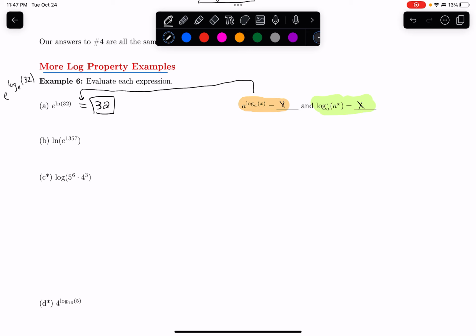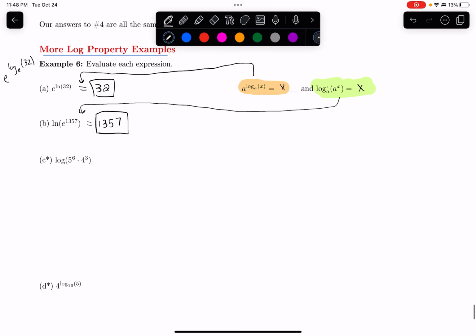All right, let's take a look at part B. In B, it's kind of the other way around. I've got a log on the outside, and then I've got my exponential thing on the inside. Again, remember, ln means log base e. So the log and this exponential have the same base. This time we would be using this log property, which says that the log and the exponential cancel, and you'll just be left with this exponent. And that exponent is 1357. Let me write it. And there we got it.